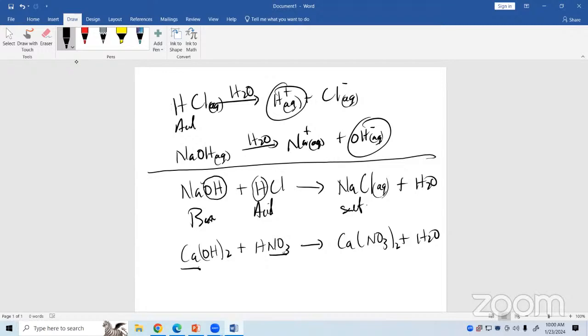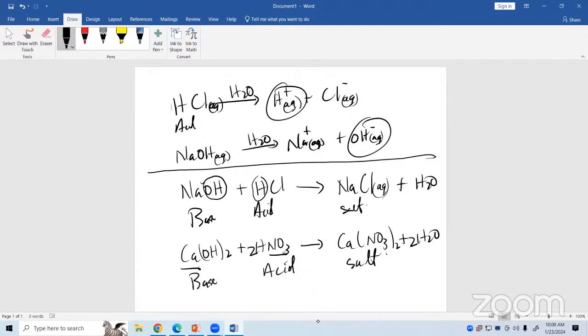So, of course, to balance this, we're going to need a 2 here and a 2 here, and that would be the equation for that reaction. So again, this is the base, according to Arrhenius. This is the acid, and this would be the salt, all right? So that's basically the neutralization reaction that was referred to in the PowerPoint, all right?